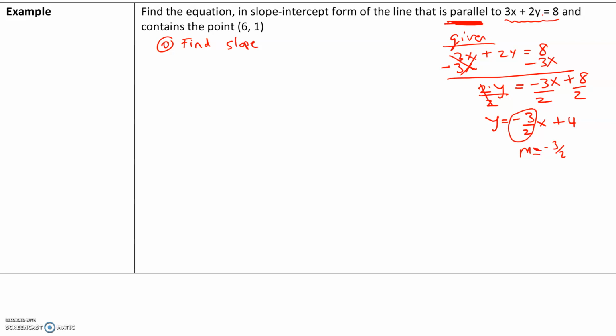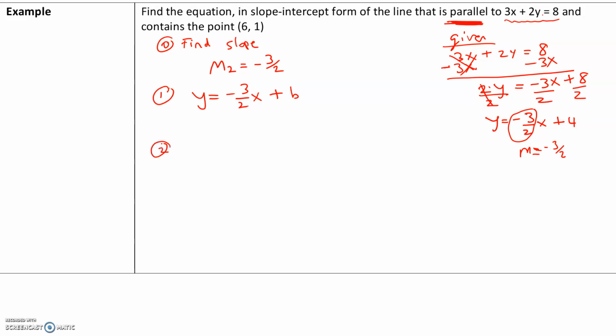The y-intercepts have nothing to do with each other, but when two lines are parallel, they have the same slope. So if the slope of this line is negative 3/2, the slope of the line we want is also going to be negative 3/2 because parallel lines have equal slopes. So now that I found the slope in step 1, I'm going to plug it in. I have y equals negative 3 over 2 x plus b.